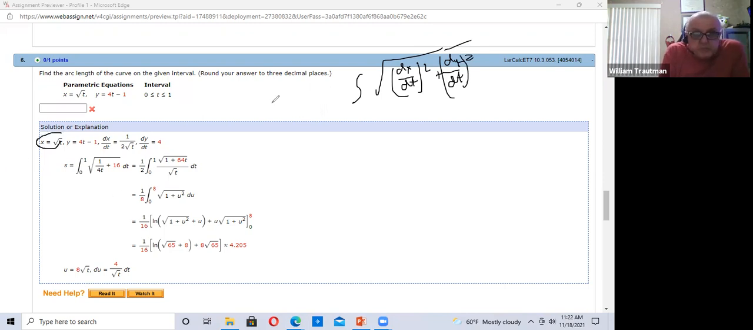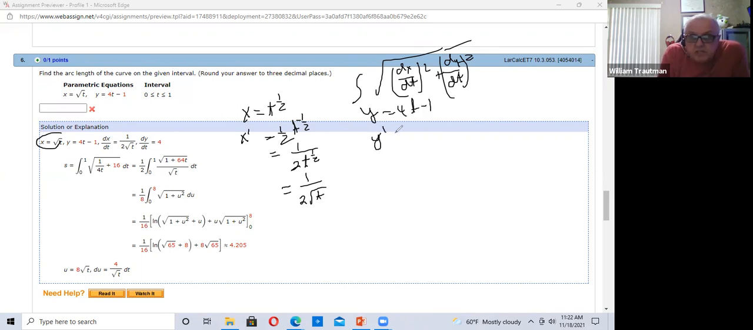So here's x. The derivative of this is 1/2 t to the negative 1/2, which also can be written as 1/2 t to the 1/2, or it also can be written 1/2 square root of t. And then y is 4t minus 1. The derivative of this is just 4. We plug the 4 into here and this into there.